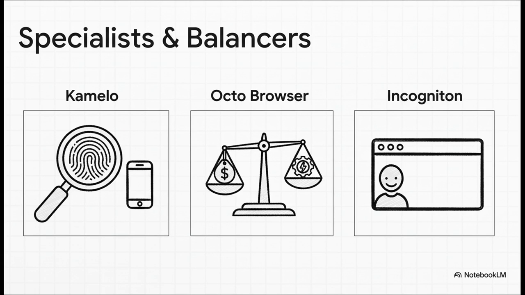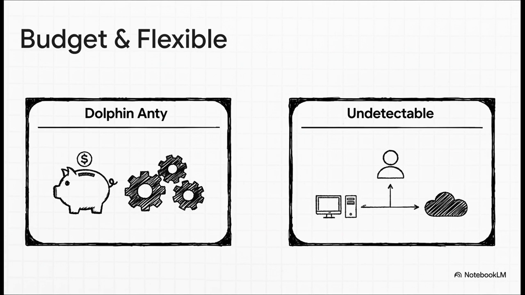This one's for the real tech heads out there, the people who are deep into fingerprint research and development. Then you've got Octobrowser, which does a fantastic job of balancing price with some really powerful features and high-profile limits. And Incognito? It's a huge favorite for solo operators or small teams, mostly because its interface is just so clean and easy to use. And to round things out, we've got the budget and flexible options.